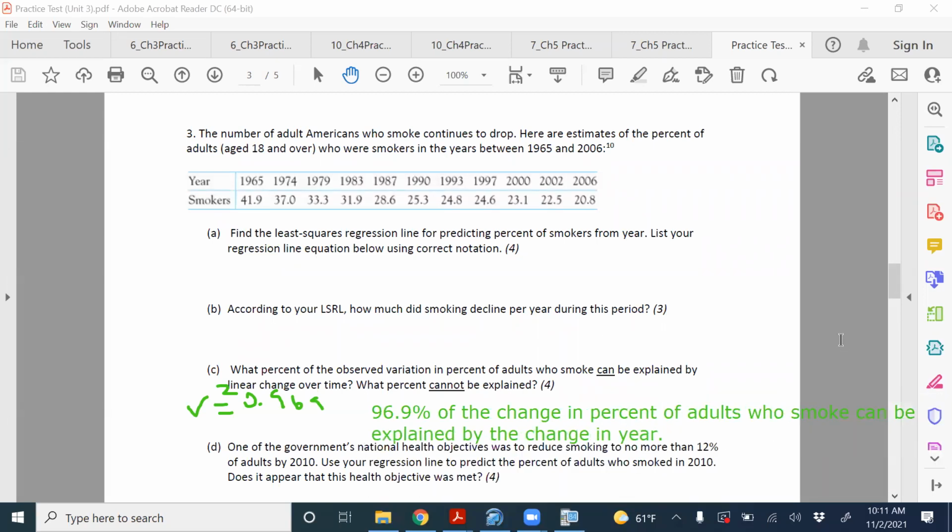So that's what R squared tells us. It tells us what percent can be explained. So basically, most of the change in smokers can be explained by the change in year, because as time passes, people are less likely to smoke. Why? Why do you think?